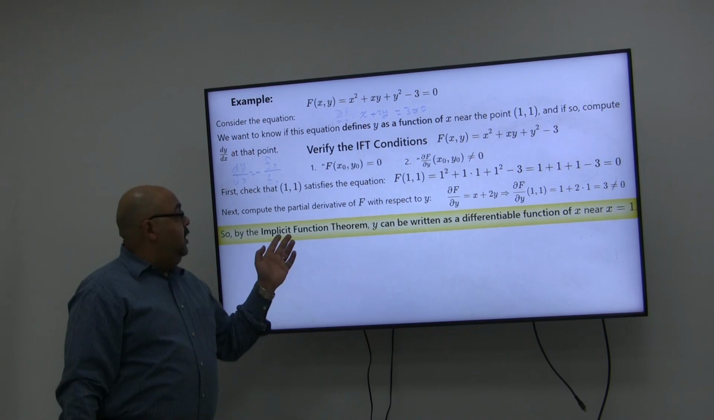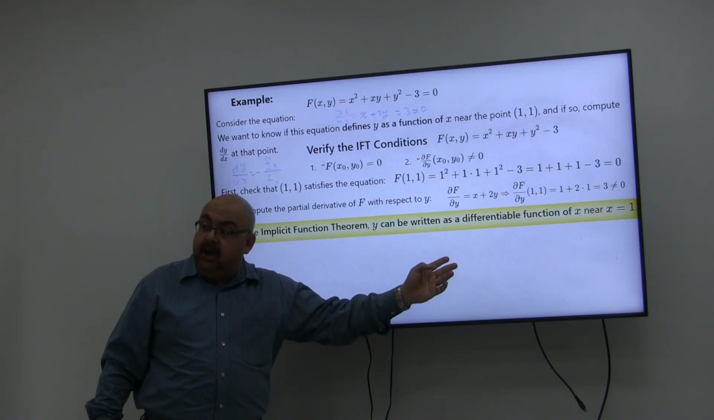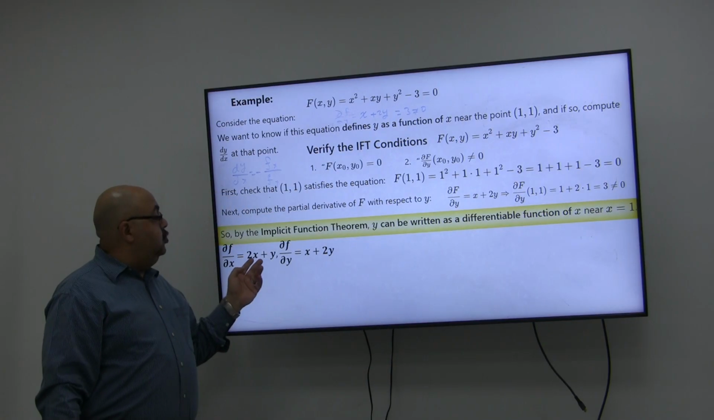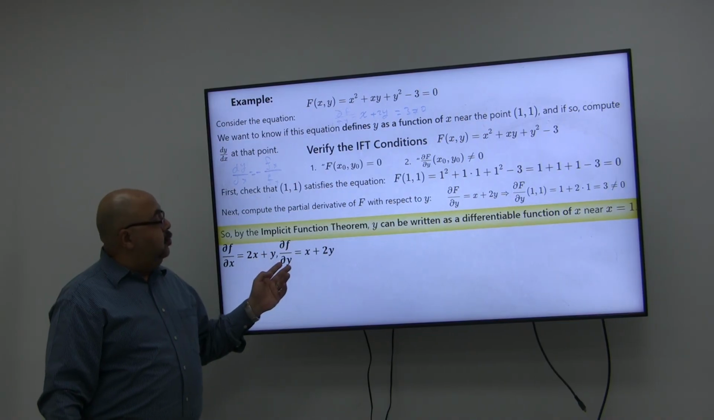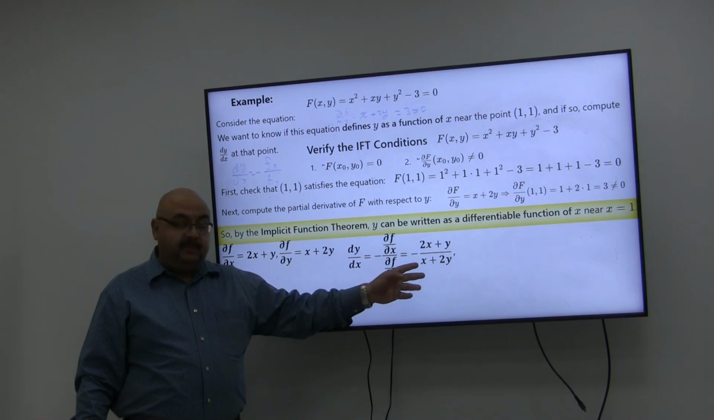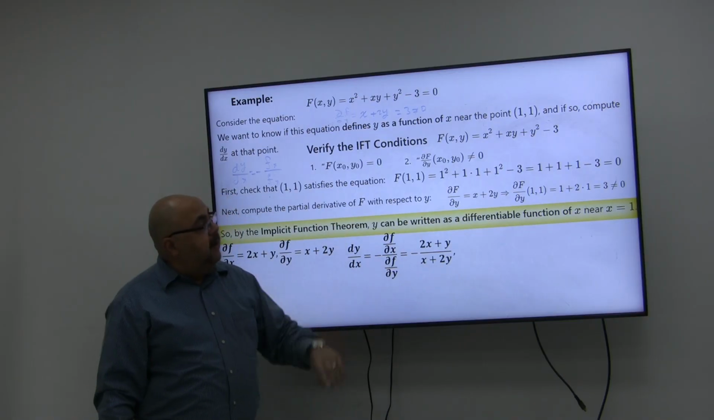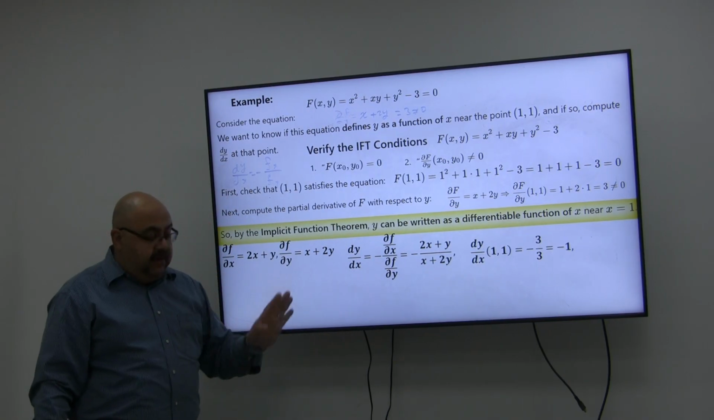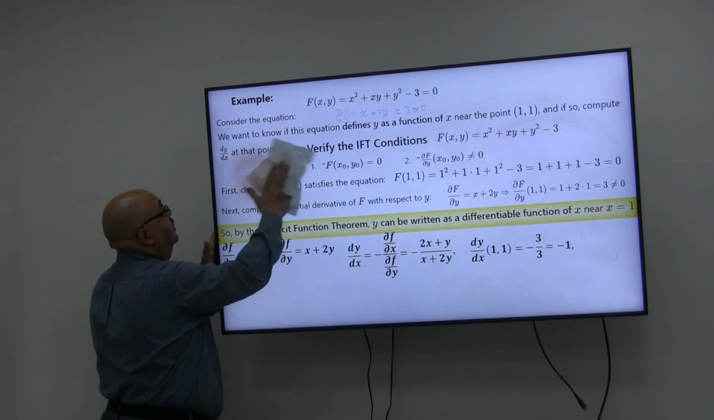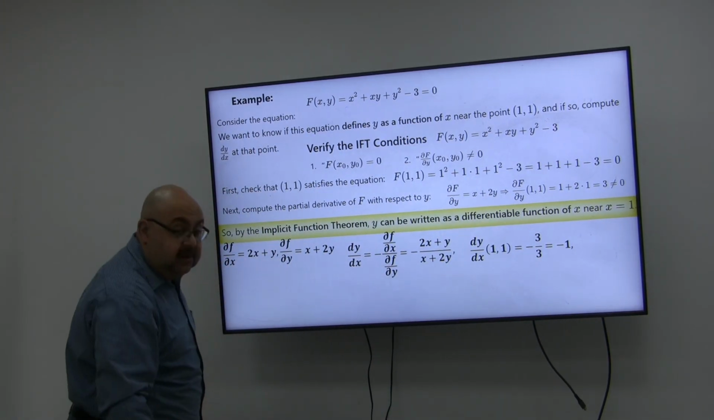Once more, the implicit function theorem states that y can be written as a differentiable function y of x. So all I have to do is get the derivative with respect to x, which is 2x plus y. Get the derivative with respect to y, which is x plus 2y. Divide them on each other. That's the result. Then apply, instead of x and y, the values of the point (1, 1), and then you will find the value of your derivative. So that's a huge advantage of the implicit function theorem.